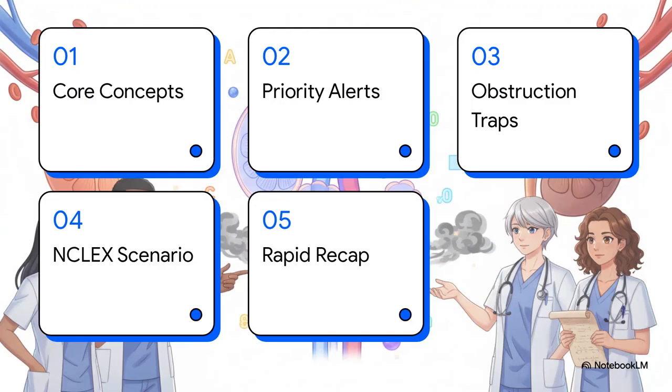So here's our game plan today. 1. Core concepts simplified. 2. Priority alerts for infections. 3. Obstruction traps and mnemonics. 4. A mini NCLEX clinical scenario. And 5. A rapid-fire recap.